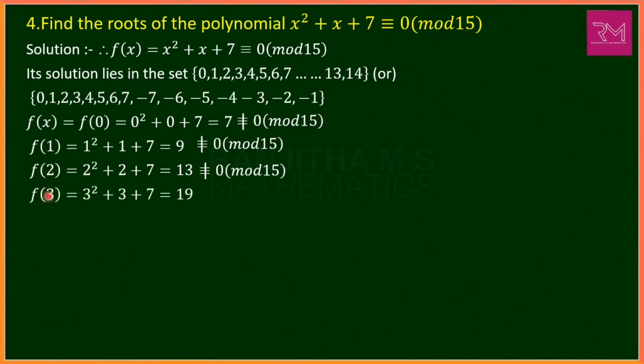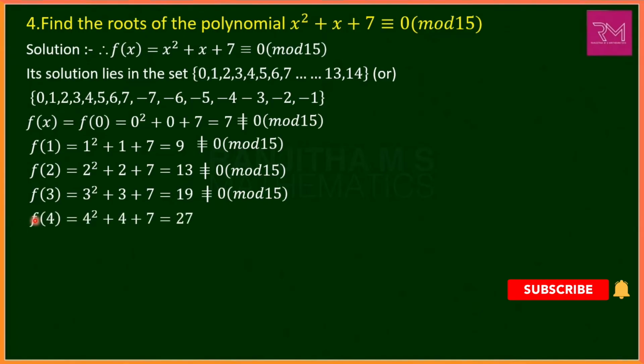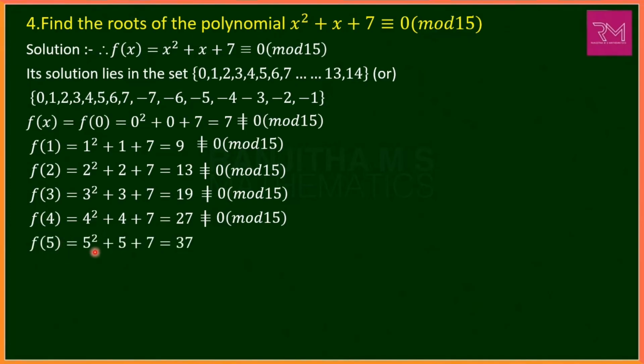Similarly, substitute x value 3: 3 square plus 3 plus 7, we get a value of 19. So 19 is also not congruent to 0 mod 15. Similarly substitute 4: 4 square plus 4 plus 7 is 27. So 27 is also not congruent to 0 mod 15. Substitute x value 5: 5 square plus 5 plus 7, that value is 37. 37 is not congruent to 0 mod 15. Similarly substitute x value 6: 6 square plus 6 plus 7, that value is 49, which is not congruent to 0 mod 15.